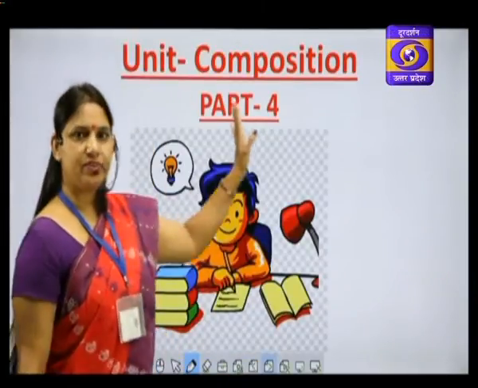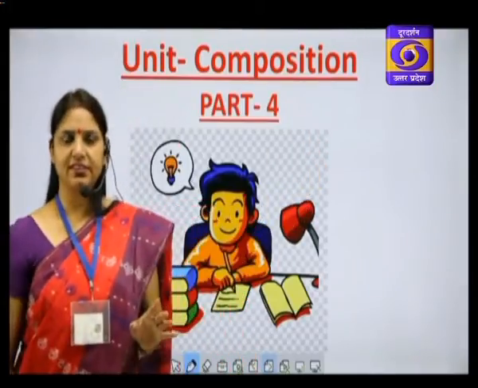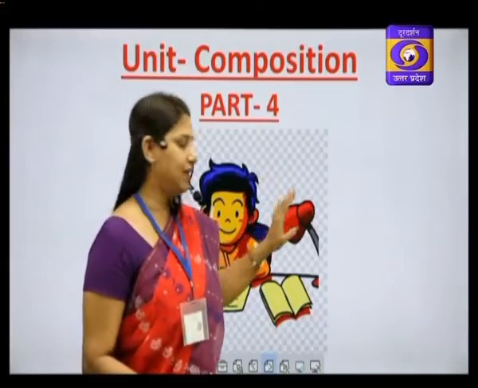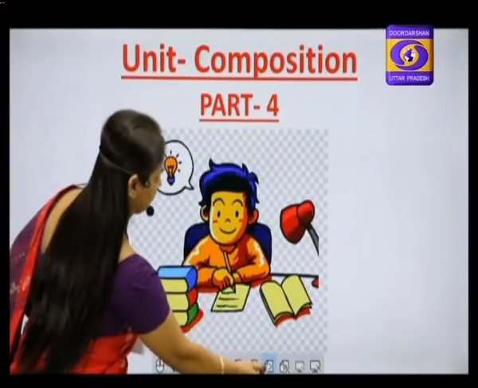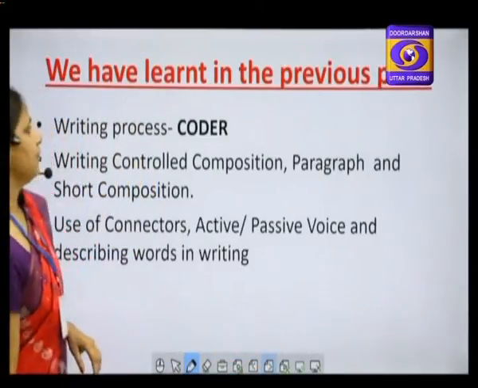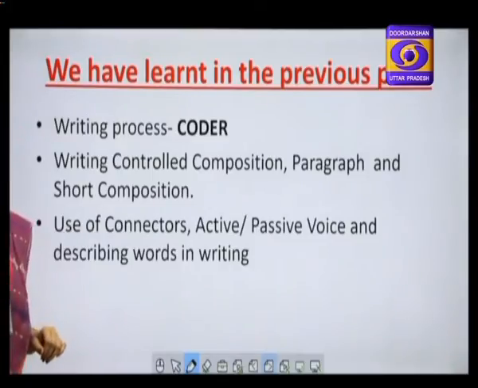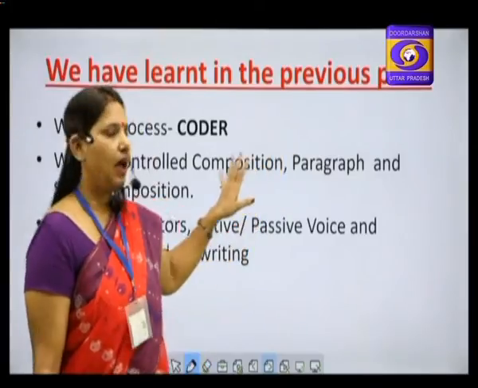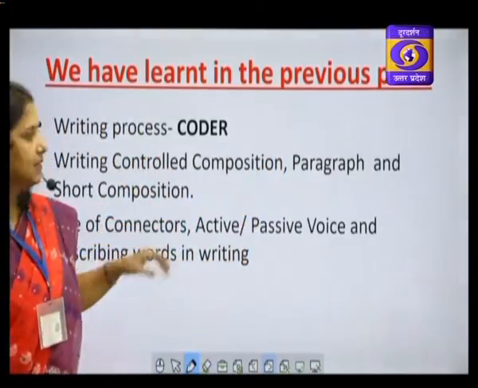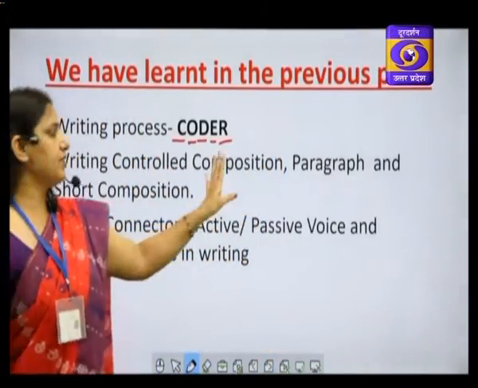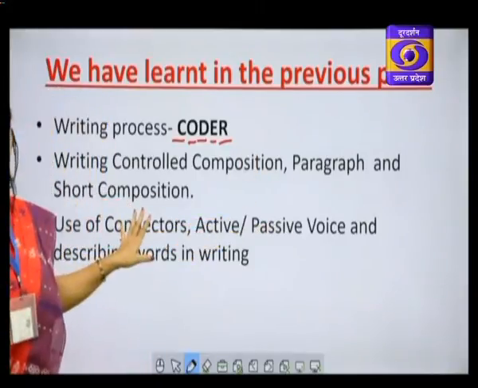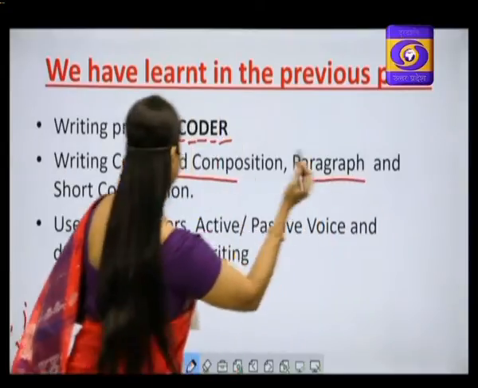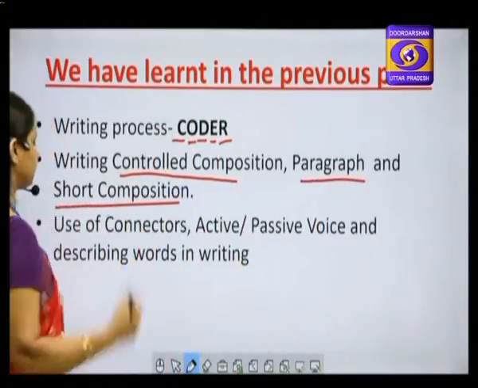This is unit composition. We have already studied 3 parts of unit composition. This is part 4 of that unit. We have learnt in the previous parts the writing process, that is CODER. I hope you remember what is the CODER rule. Writing controlled composition, paragraph and short compositions. We have already attempted these things: controlled composition, paragraph writing and short composition.